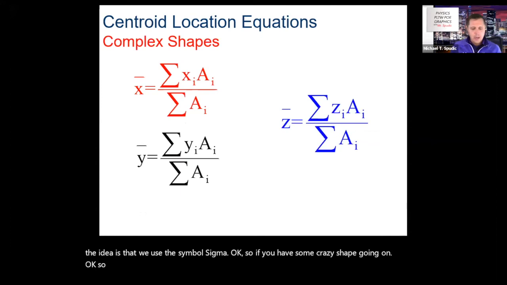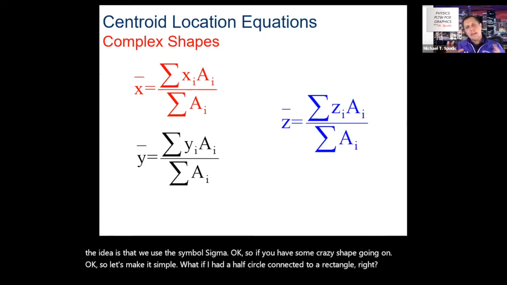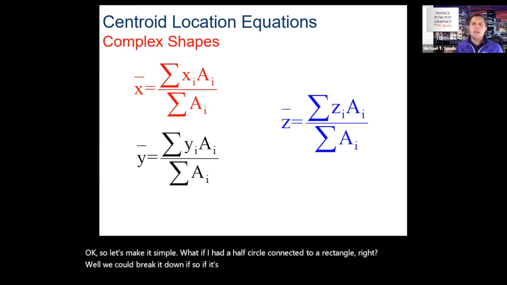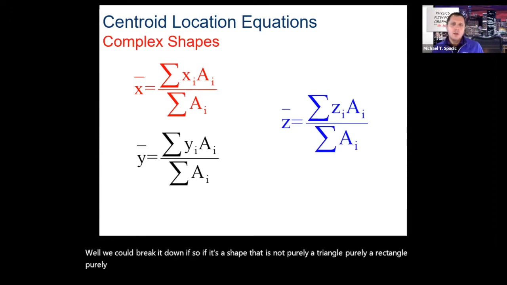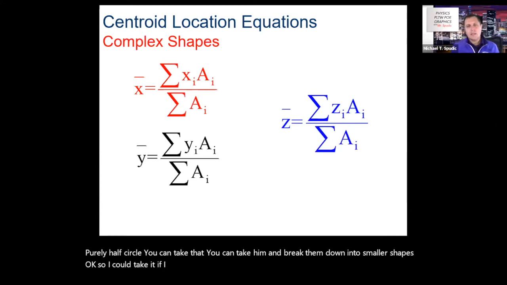What if I had a half circle connected to a rectangle? Well, we could break it down. If it's a shape that is not purely a triangle, purely a rectangle, or purely a half circle, you can take it and break it down into smaller shapes. If I have a shape, I can split it up.